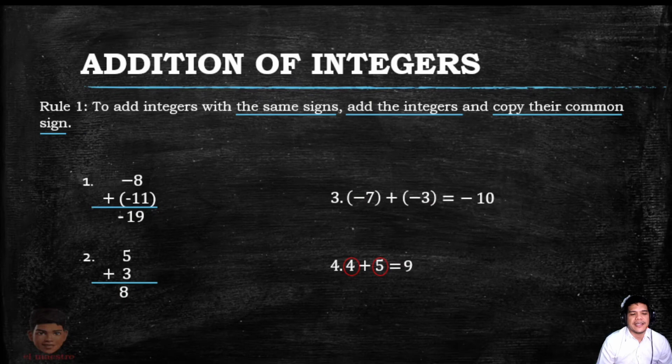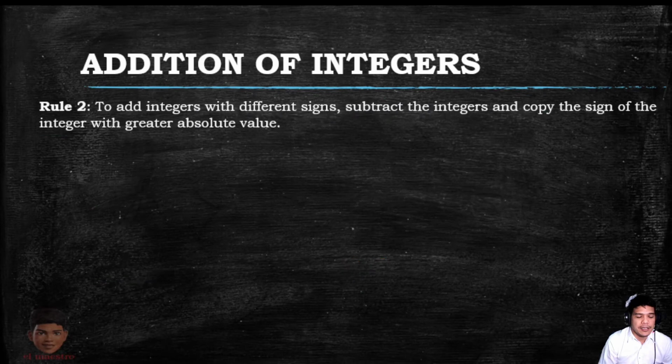What if, in rule number 2, we add integers with different signs? It says that if the signs are different, subtract the integers and copy the sign of the integer with greater value. Let's go through them one by one. Okay. Negative 11 plus 8.